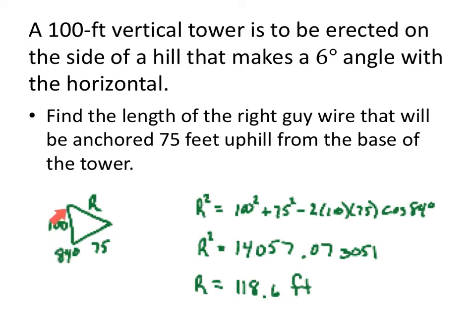I can then take a look at the right side. 100-foot vertical tower, attached 75 feet up the hill. This other angle is 96. Remember, they make a nice straight angle, so this angle is 84. I want to find the length of R. R squared equals 100 squared plus 75 squared. That's the Pythagorean part. Minus 2 times 100 times 75 times the cosine of 84 degrees. This is the part that adjusts for the fact that it's not a right angle. Enter this in my calculator, take the square root, and I find that the right side will be 118.6 feet long, the exposed portion of the wire.